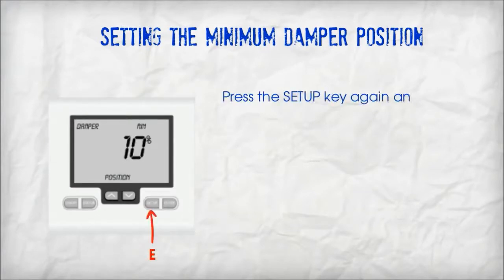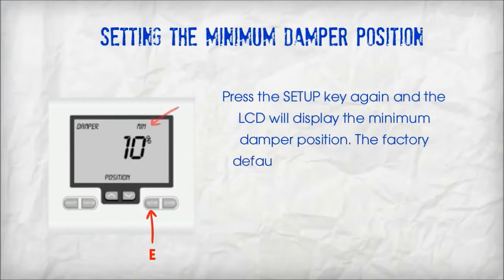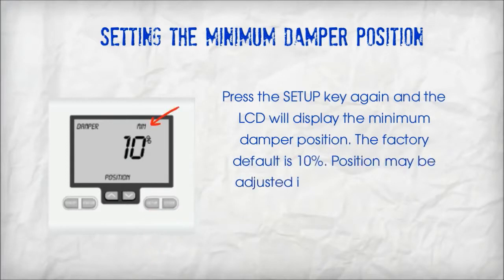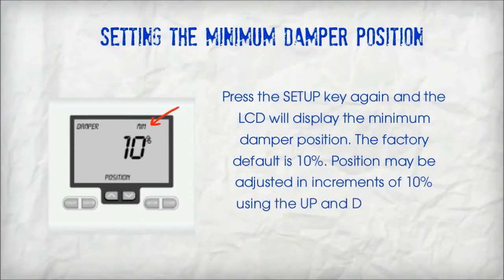Setting minimum position. Press the setup key again and the LCD will display the minimum damper position. The factory default is 10%. Position may be adjusted in increments of 10% using the up and down keys.